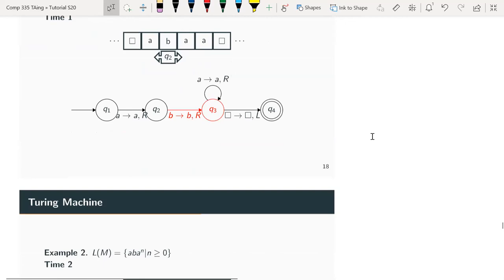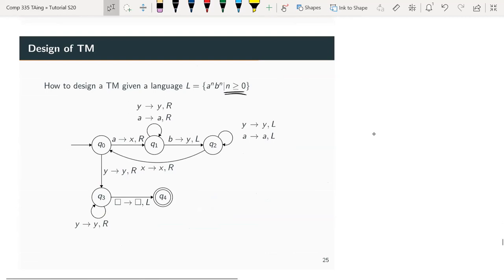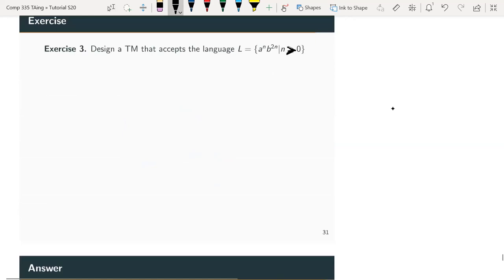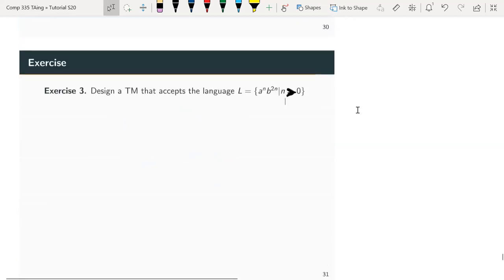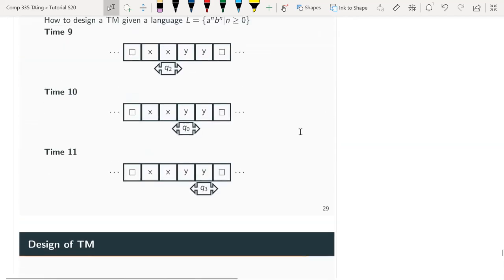Also, in the video there was a typo here. We assumed that n was greater or equal to 0. But Turing machines are not meant to accept the empty string, so really this should have been a strict inequality. The same goes for the exercise here. But we fixed that in the slides that have been posted. Just watch out for that if you look at the extra video.